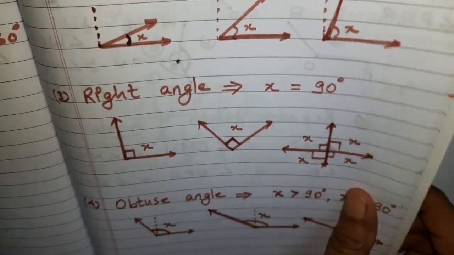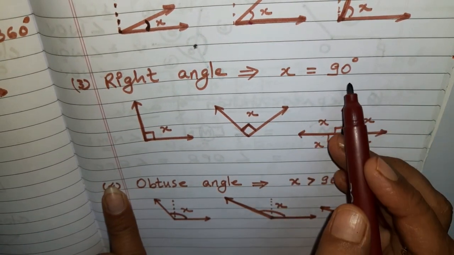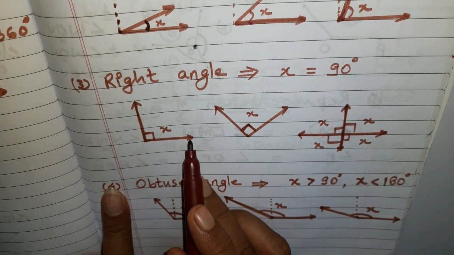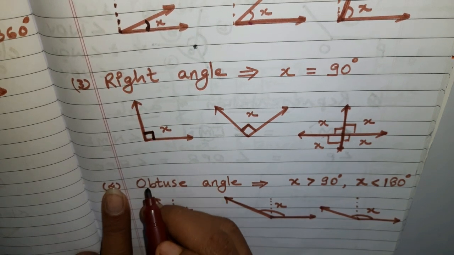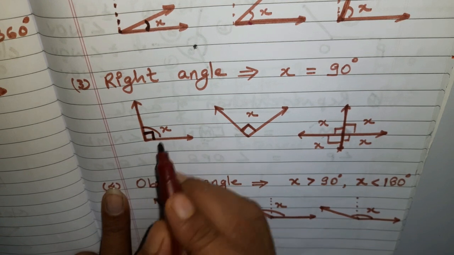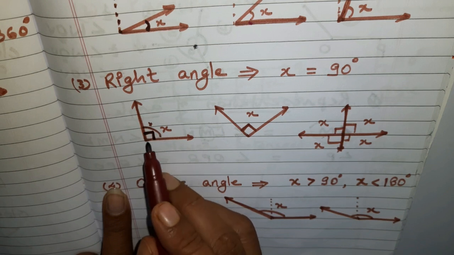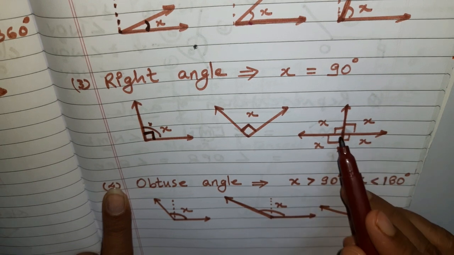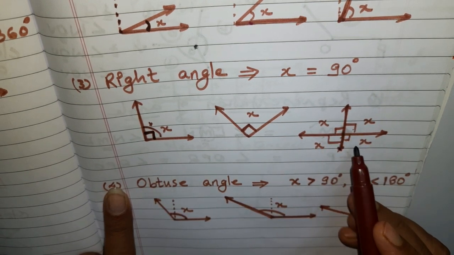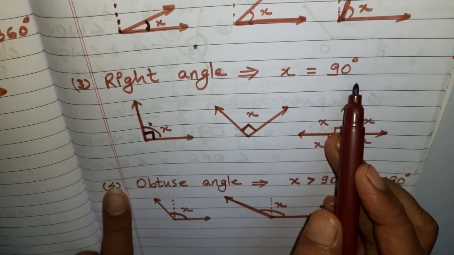Let's talk about right angles. Right angles are always equal to 90 degrees. They are neither less nor greater than 90 degrees. They are shown by one specific type of symbol. We don't show them in this way; this is not the way of showing right angles. We represent right angles in this form: a very small square which shows the right angle. In this case you can see four right angles are shown here. So all the right angles are equal to 90 degrees.